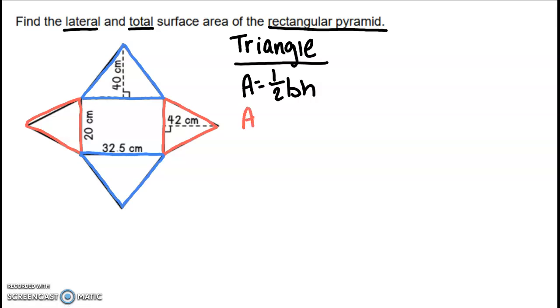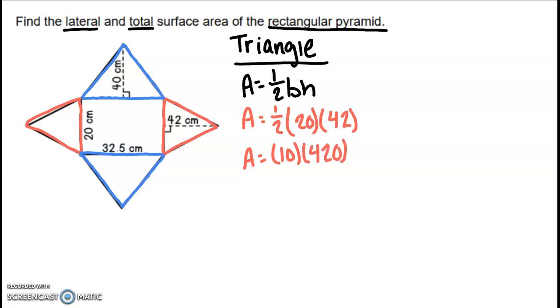So that's going to be area equals 1/2. The base of this triangle is this 20 centimeters times the height is 42. So now I can do 1/2 times 20. We talked about multiplying by 1/2 is the same as dividing by 2. So 20 divided by 2 is 10. So this is 10 times 42. If I multiply those, I get 420. So this triangle is 420 and this triangle is 420.